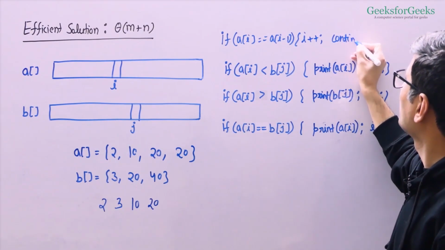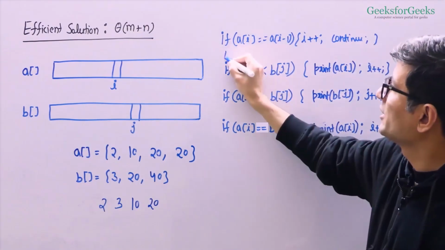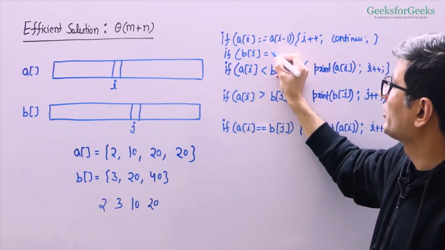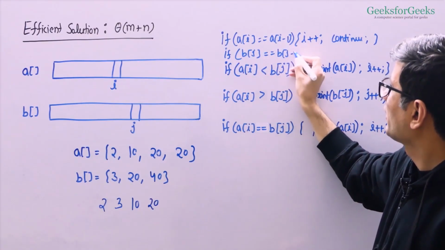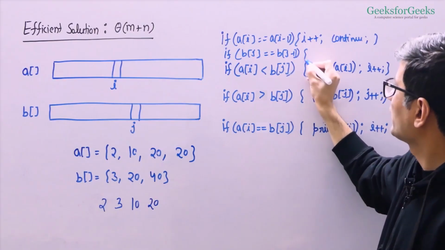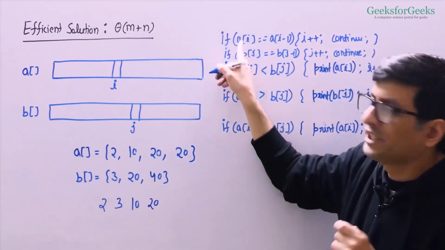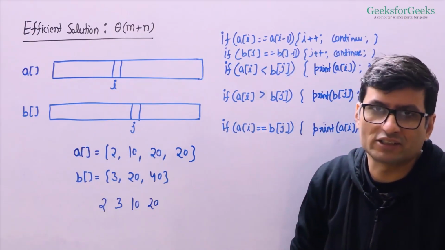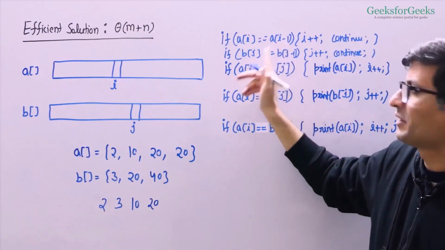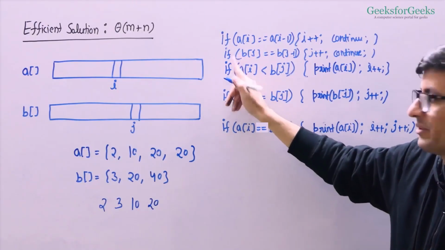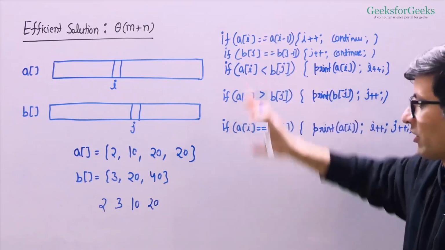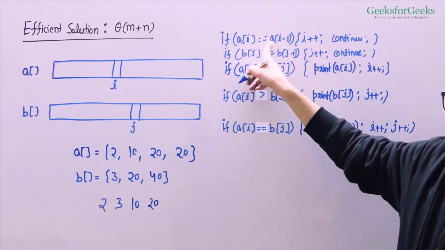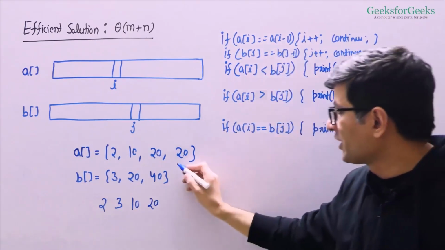And same thing we need to do for bj, right? If bj is equal to bj minus 1, then also we are going to do the same thing, right? J plus plus and continue. Also, we need to add a condition that we should check for this only when I is greater than 0. If I is 0, we should not be accessing minus 1. Here also we need to add a condition j is greater than 0. So this is how we are going to write the logic, right? So this 20 will not be processed, it will be falling into this condition and it will be ignored, right?